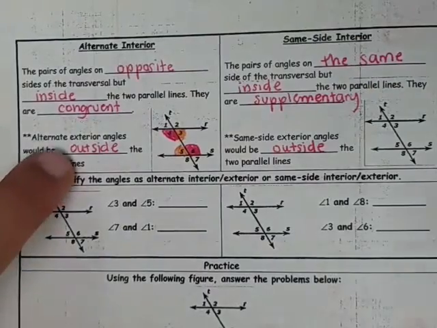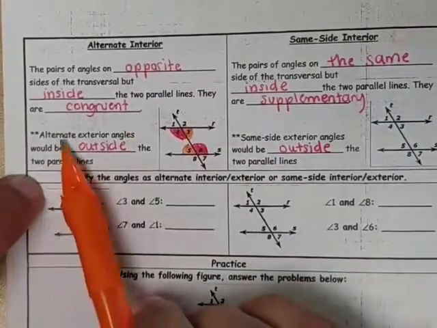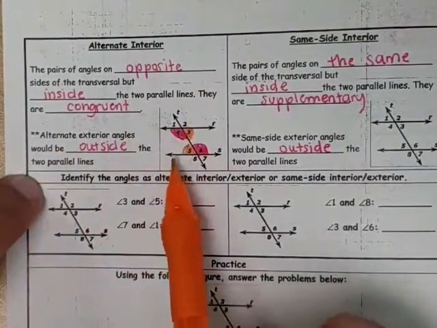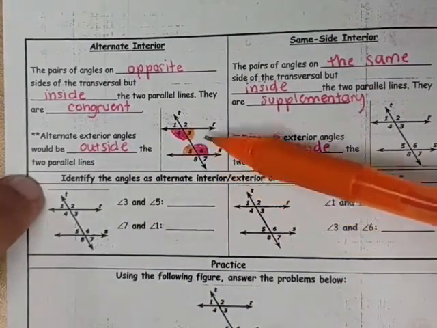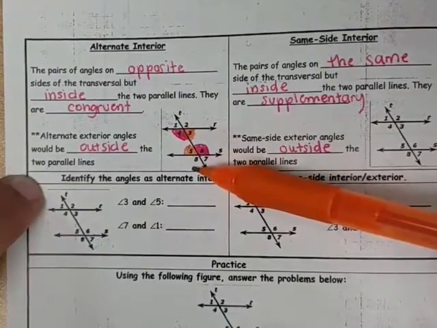Okay. Now, just FYI, if it's alternate exterior, it just means they're outside the parallel line. So for example, 1 and 7 would be alternate exterior, and 2 and 8 would be alternate exterior.